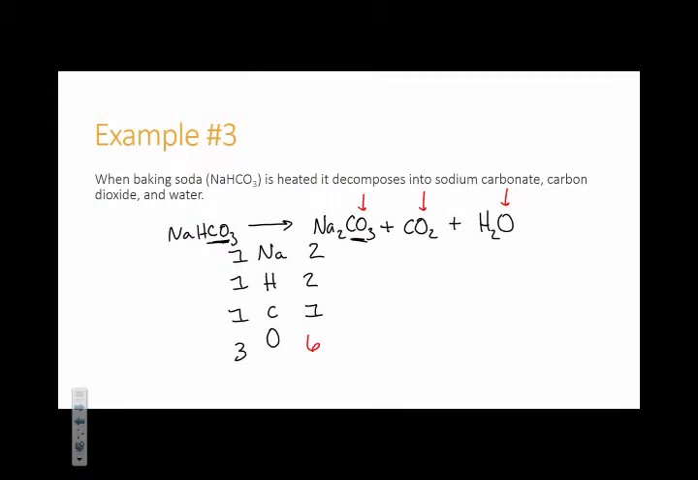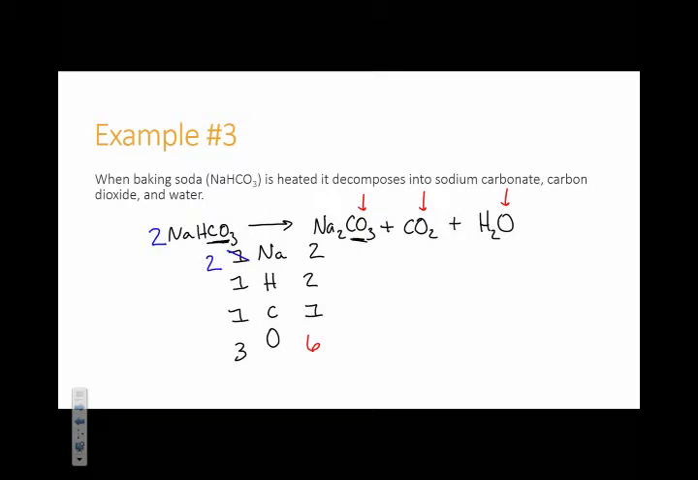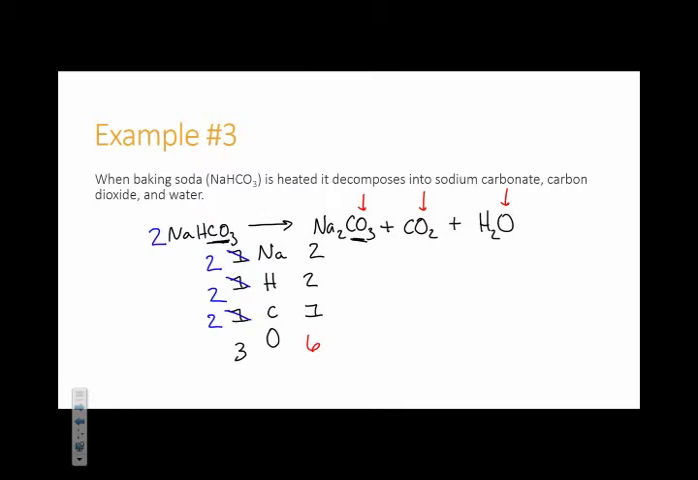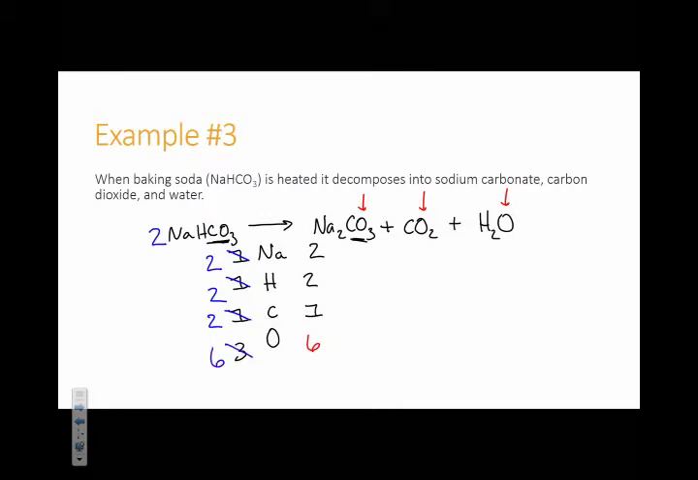I'm going to start with the sodiums and just see if that takes care of my problem. I'm going to put a 2 here, and that changes this to a 2, and then it impacts everybody else in there. It changes this to a 2, and this to a 2, and it changes this to a 6. Alright, so my sodiums are looking pretty good, my hydrogens are looking pretty good.